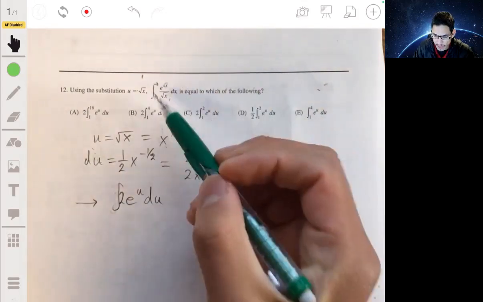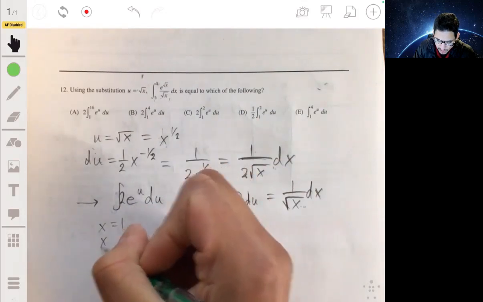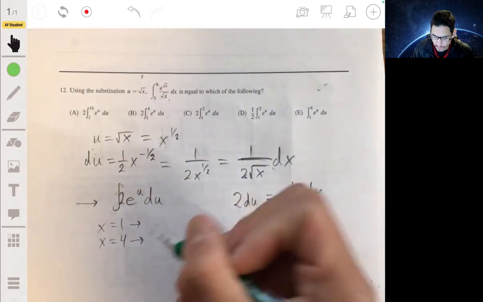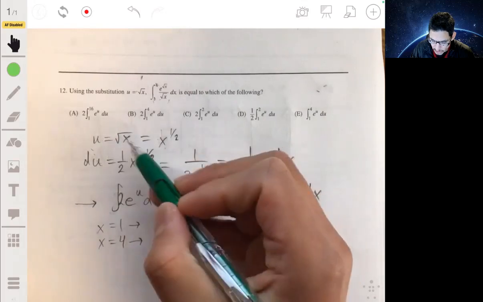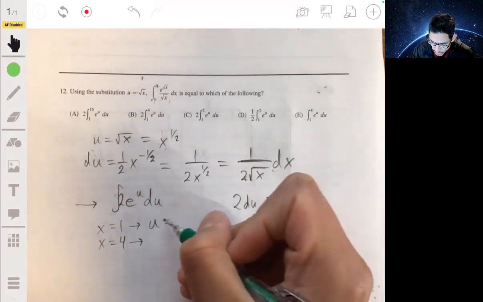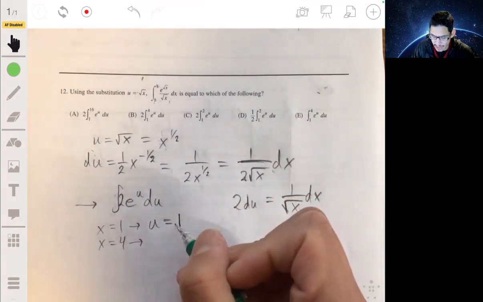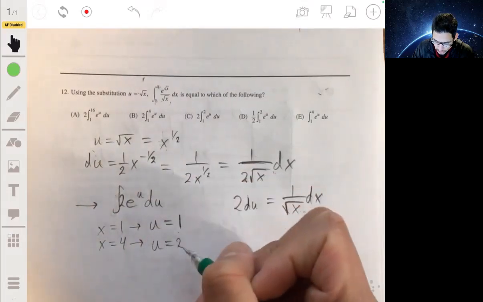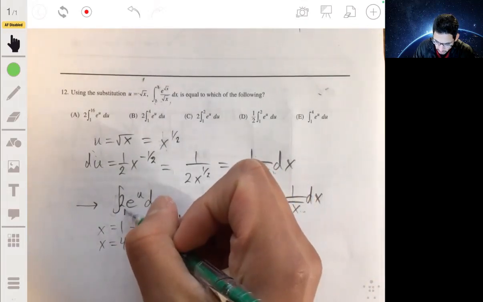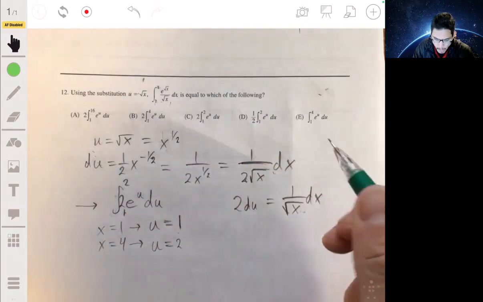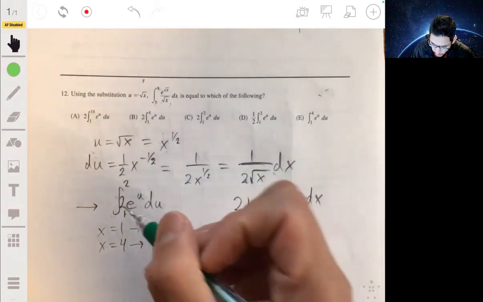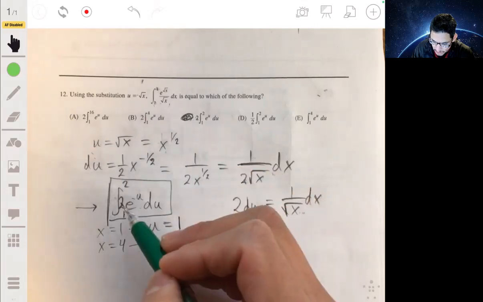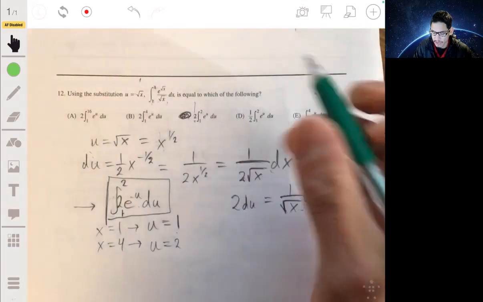Now the endpoints, these are in terms of x. That's when x is 1 and x is 4. So we want to find what these are in terms of u. We have to change these into u variables. If x equals 1, u is the square root of 1, which means u is 1 when x is 1, so they're both coincidentally the same. When x is 4, u is the square root of 4, or u will be 2. So then we're going to integrate from 1 to 2. So this will be our answer, and this will match this one. Remember, we can take out the 2, we can put the 2 in front, outside the integral. That's all good.